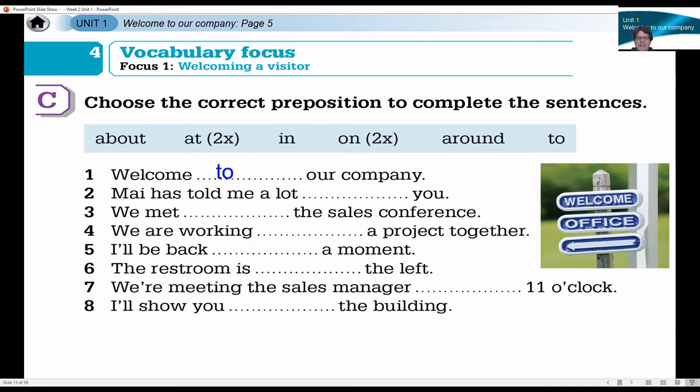Welcome to our company. Mai has told me a lot about you. We met at the sales conference. We are working on a project together. I'll be back in a moment. The restroom is on the left. We are meeting the sales manager at 11 o'clock. I'll show you around the building.